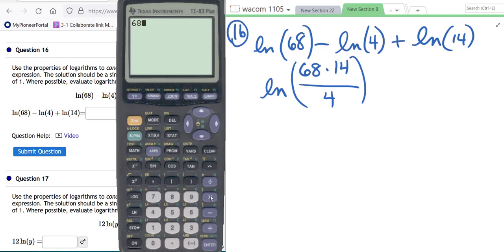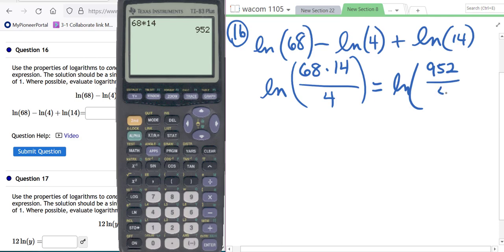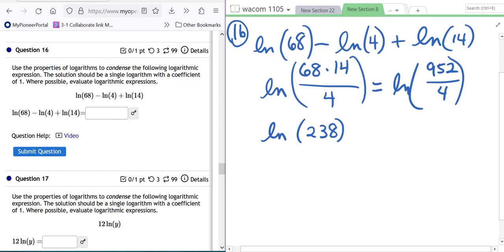And 68 times 14 is 952. And then we'll just see if it will divide by 4 evenly. And it does. So we have the ln of 238. You cannot rewrite that as e to a power. So you're going to leave it there at 238.